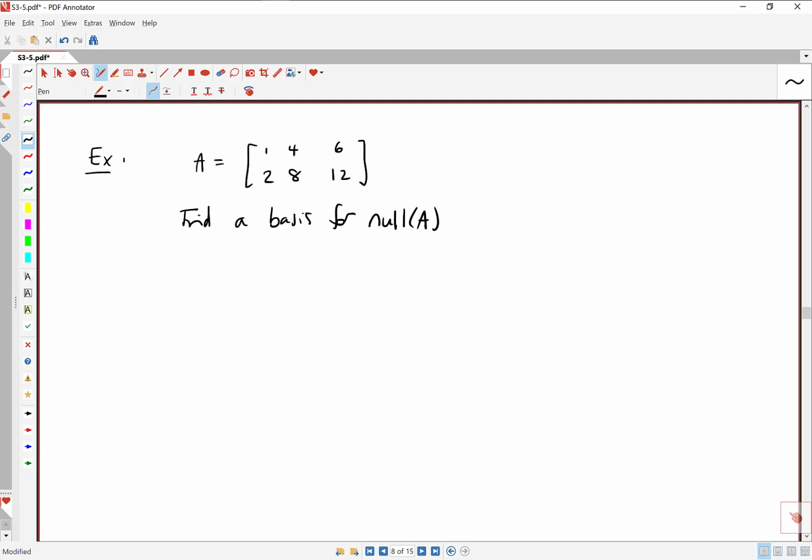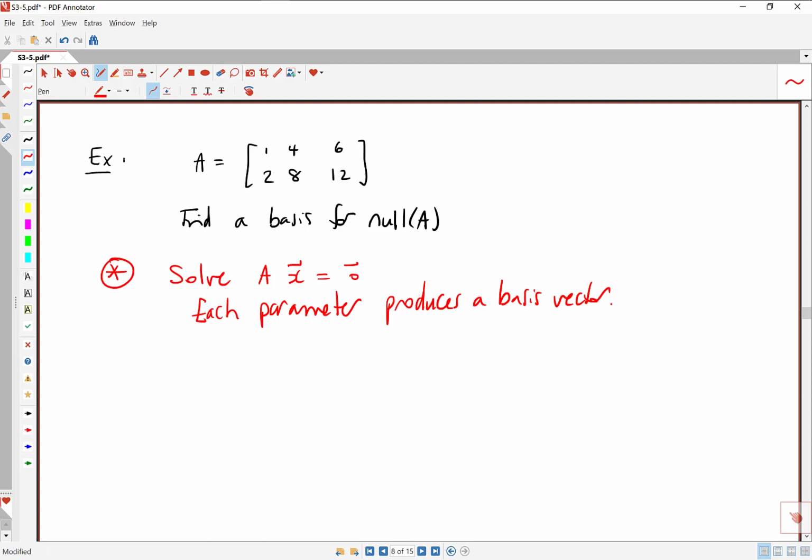So here's a new matrix, and what we're going to do now is find a basis for the null space of A. Let's remember what the null space of A is. It's a set of vectors x, so that A times x equals a zero vector. So the idea for solving this type of problem is you are going to solve Ax = 0, and each parameter in your solution produces a basis vector. And we'll see through this example exactly how that works.